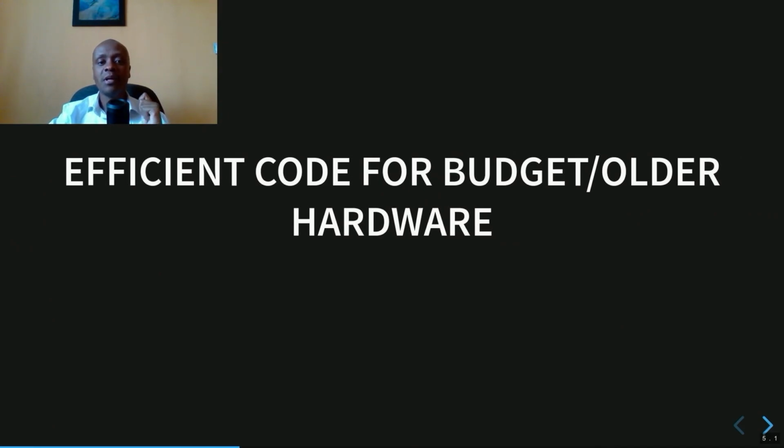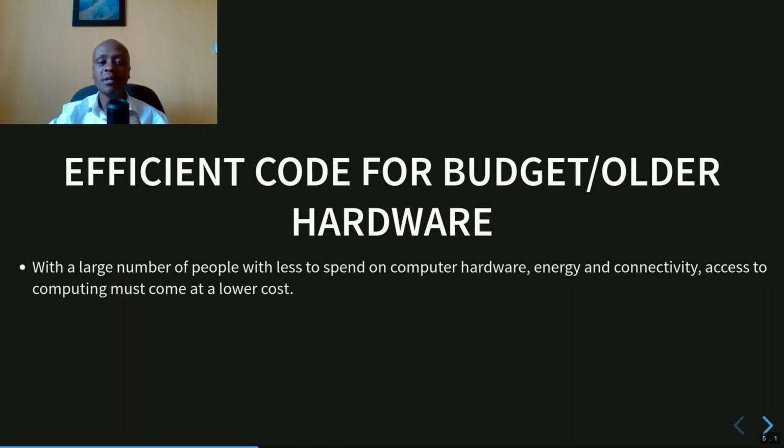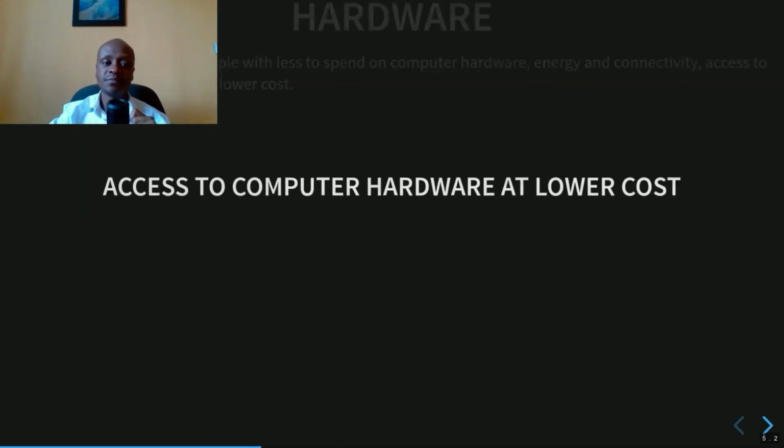So, how do we make code efficient for this budget or older hardware? Because it's very, very important. With a large number of people with less money to spend, this is a fact we cannot ignore: computing has to come at a lower cost.